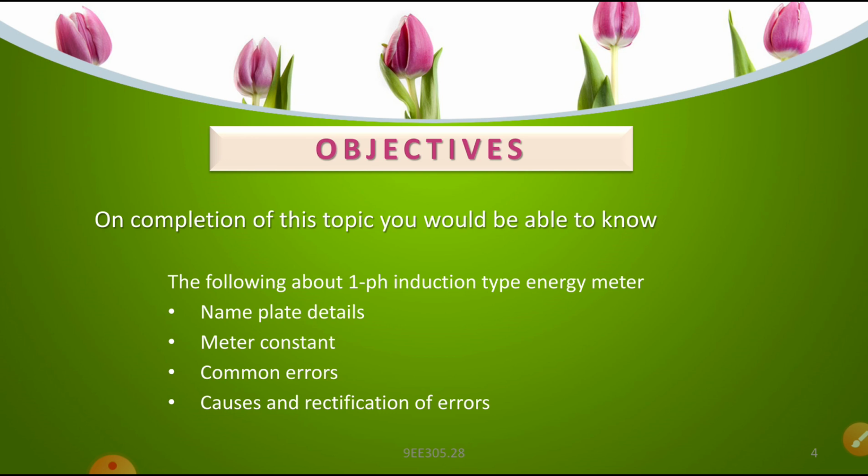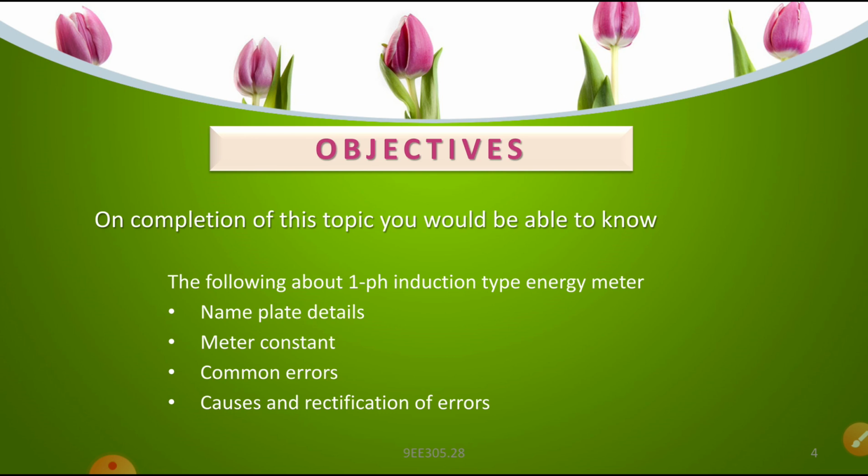Here, the energy meter itself is what we use to measure how much energy we are consuming from the discom. So it should give an accurate reading. Otherwise, what will happen? There will be disputes between the consumer and the owner. That's why our meter should be perfect.